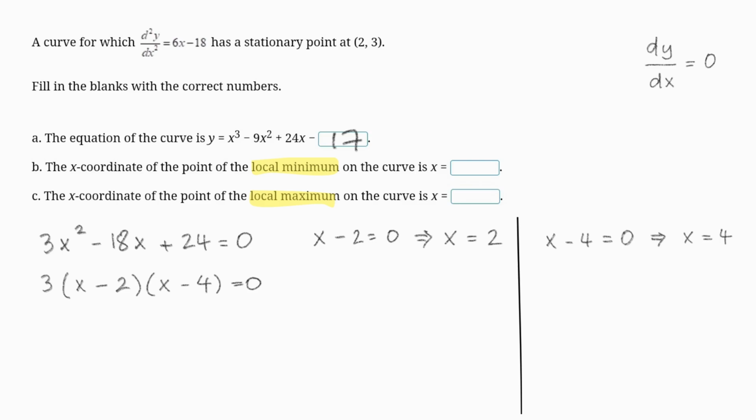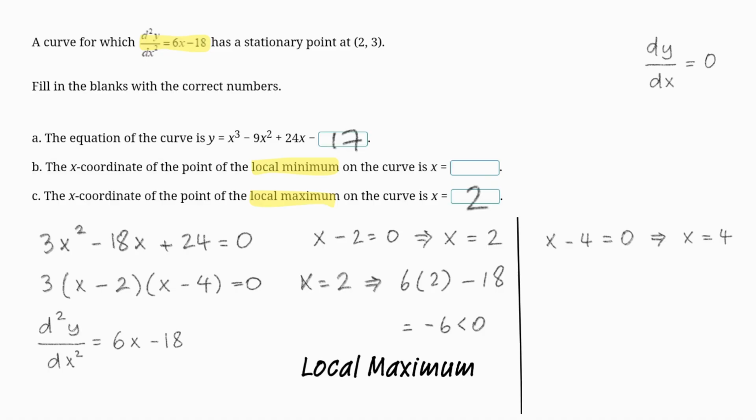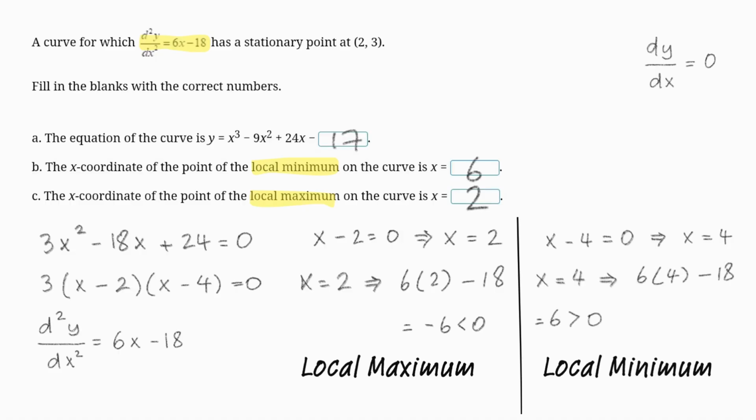But which is which? We use the second derivative test, which is our original equation given in the question. d squared y over dx squared equals 6x minus 18. Let's test x equals 2 in the second derivative. So 6 times 2 minus 18 equals negative 6. Since the answer is negative, this is a local maximum. Now let's test x equals 4. So 6 times 4 minus 18 equals 6. Since the answer is positive, this is a local minimum.